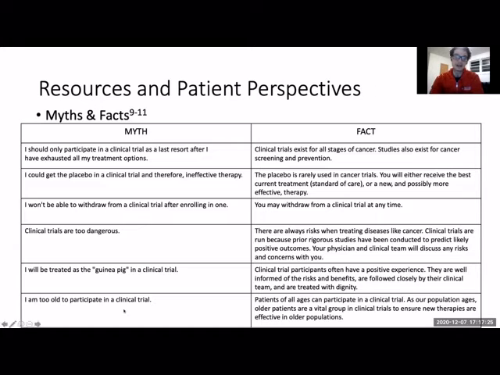And finally, I'm too old to participate in a clinical trial. Well, patients of all ages can participate in a clinical trial, and as our population ages, older patients are a vital group in clinical trials. This is to ensure that these therapies are not just effective in younger people that received the therapy, but also in older populations.